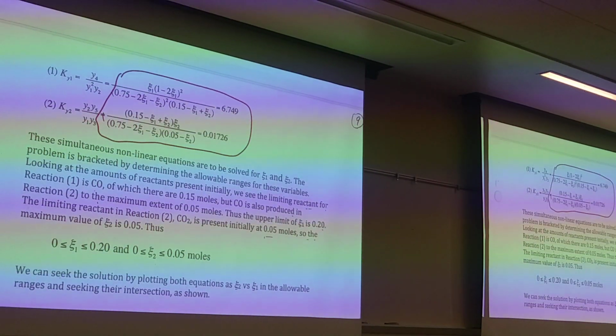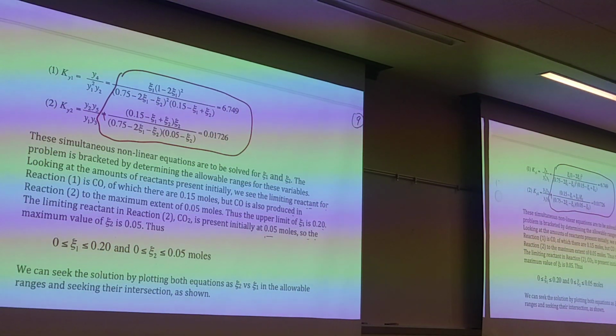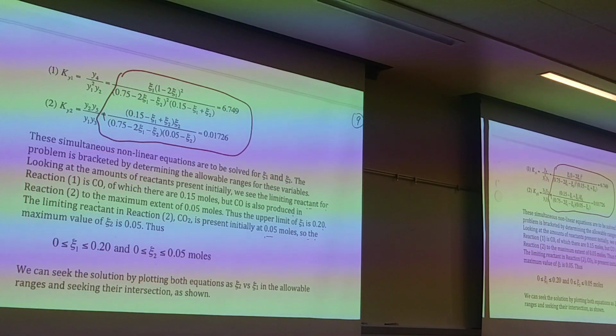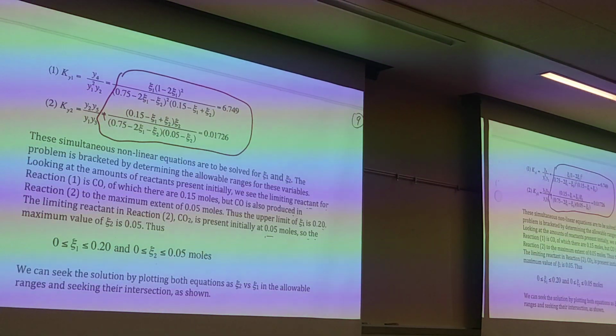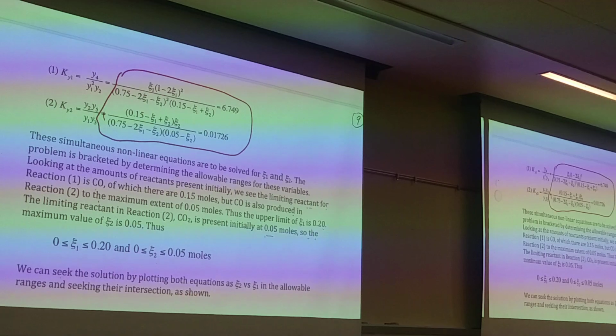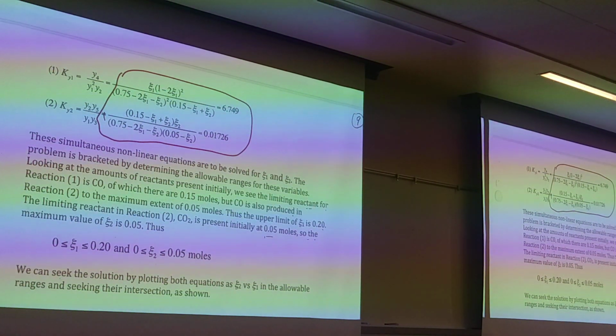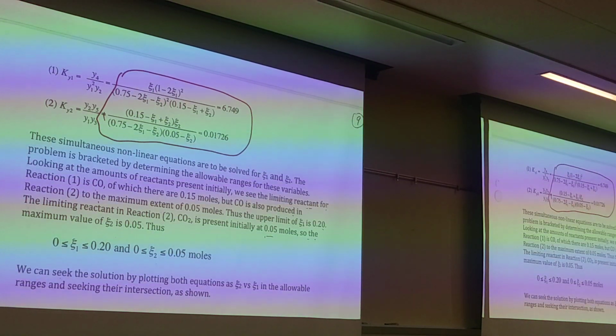So let's look at that. The problem is bracketed by determining the allowable range. Looking at the amounts of reactants present initially, we see that the limiting reactant for reaction 1 is carbon monoxide, of which there are 0.15 moles. But the carbon monoxide is also produced in the second reaction to the maximum possible extent of 0.05. So I might actually be able to extend that number so that the upper limit for Xi1 becomes 0.2.